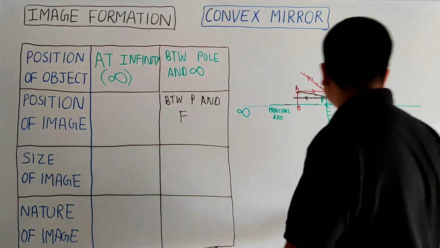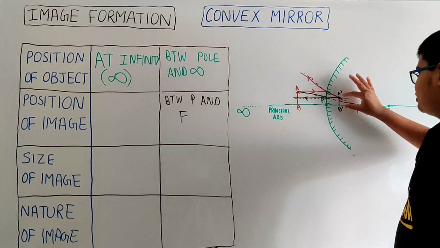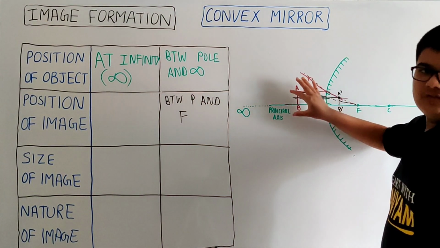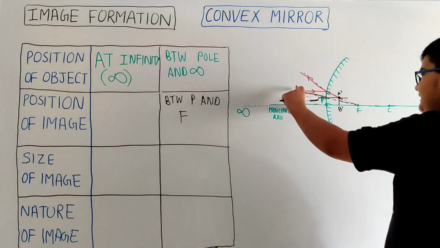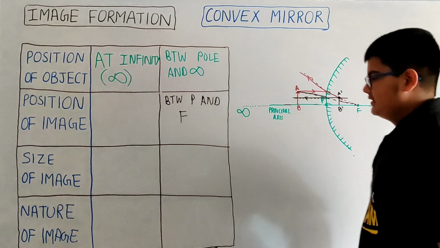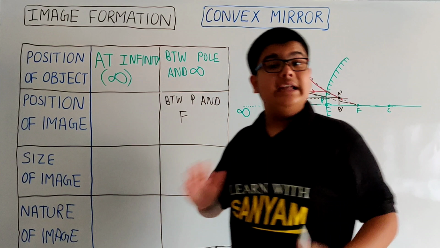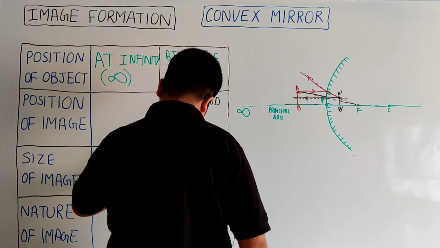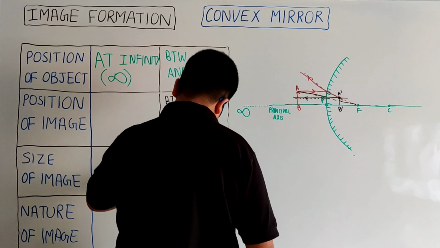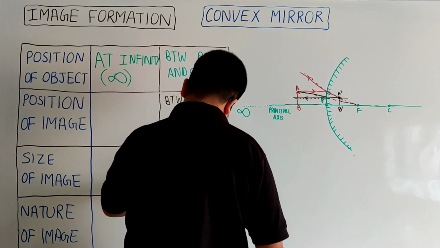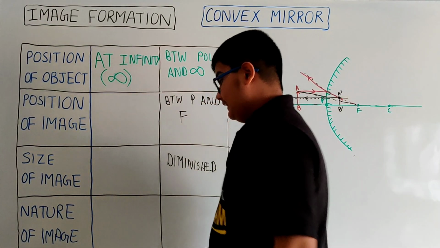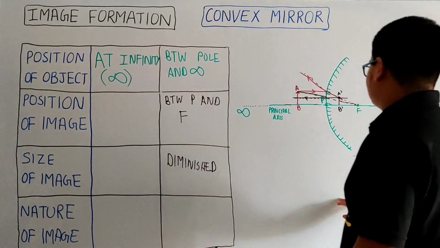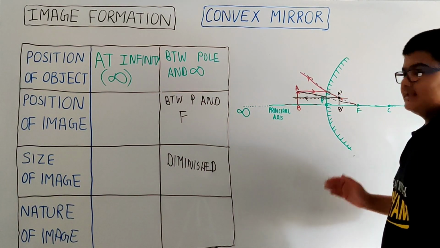And similarly, you can see that the size of image is smaller than the size of object. Size of object is this and size of image is smaller. So that's why we can say that the image is diminished. It is smaller in size. And now we have the nature of image. So you can see that this image is erect.